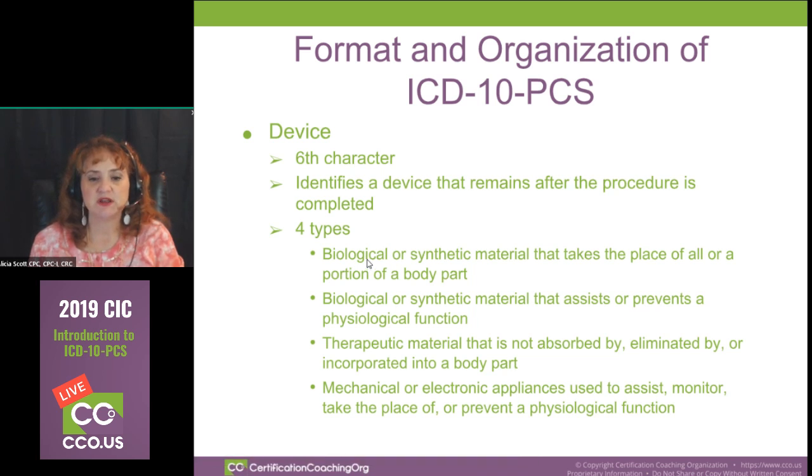So let's look at the first one. So we decide that it's a biological material and it's going to take the place of all or a portion of a body part. So if we replace the heart, that's a biological, right? We're going to put in another heart, not a synthetic heart, but another heart. Is it going to take the place of all or a portion of the body part? It's taking the place of all of it. So that's going to give us one character. Maybe it's going to just assist or prevent a physiological function. That would be a pacemaker.